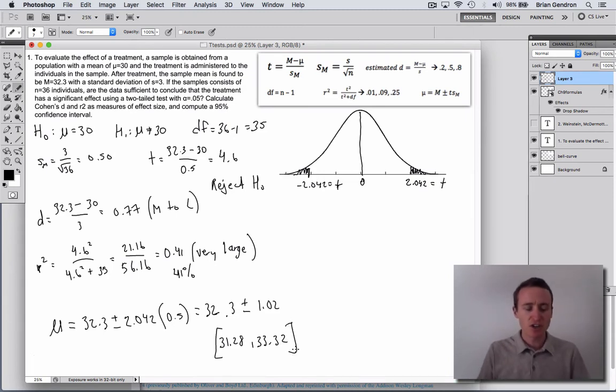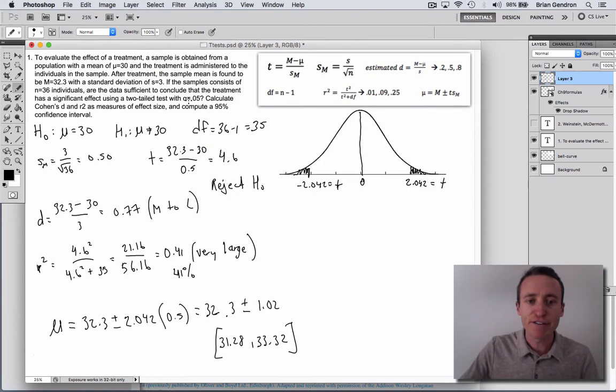All right, so the interpretation is as follows. We are 95% confident that the true population value of individuals with treatment is between 31.28 and 33.32 points. The last thing I want to say about this problem is, why did we compute a 95% confidence interval? That is because that's the value that corresponds to an alpha level of 0.05. Alpha of 0.05 is essentially 5%, and so that corresponds to 95%. Together they make up 100%.